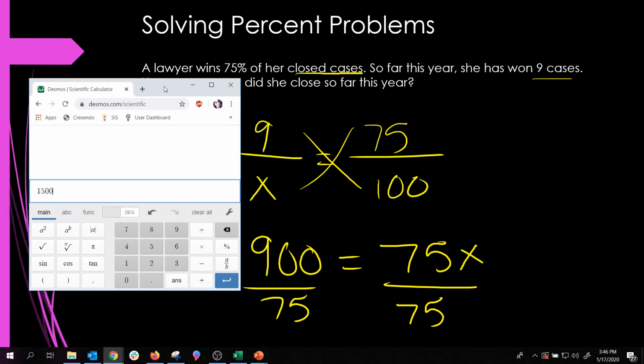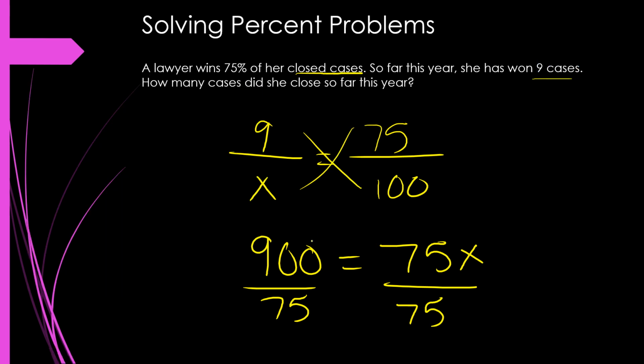We have 900 divided by 75, which tells me 12. Okay. So that means that out of 12 total cases, she has won 9, right? So she has closed a total of 12 cases.